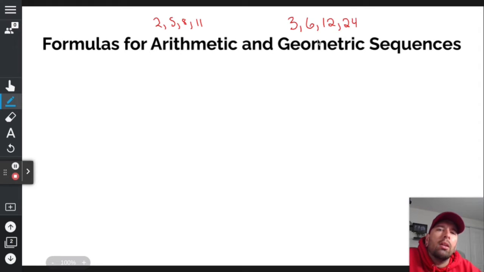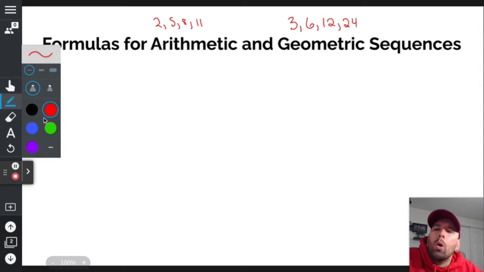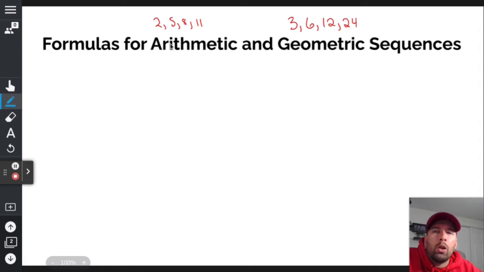The number you add is called the common difference. We'll get to that in a second. The number you multiply is called the common ratio. We'll get to that in a second. What we need to do is make sure we feel comfortable about the equations for each one.